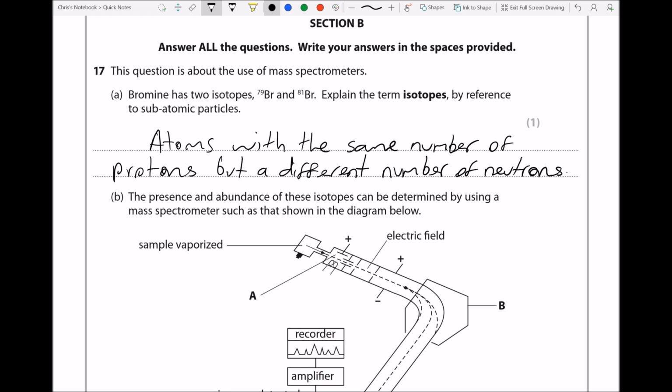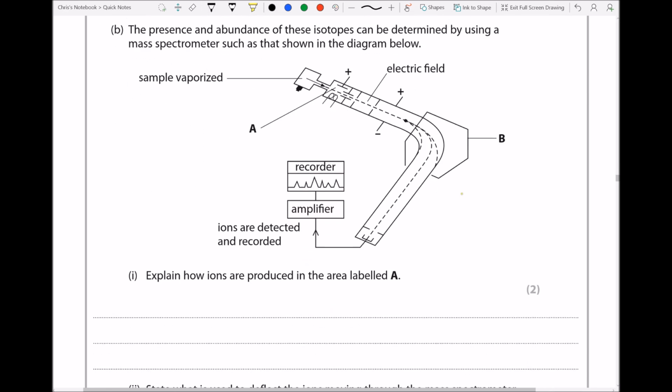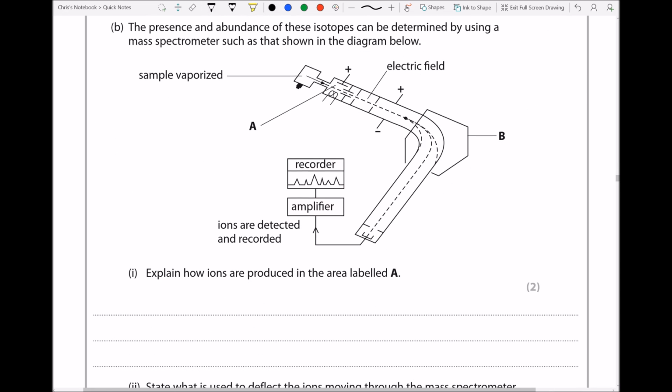Right, 17b. Right, so we've got the presence and abundance of these isotopes can be determined by using a mass spectrometer such as that shown in the diagram below. So you can see we've got this lovely diagram here that's all been labelled. So it says explain how ions are produced in the area labelled A. Right, okay. The area labelled A is the ionization chamber.